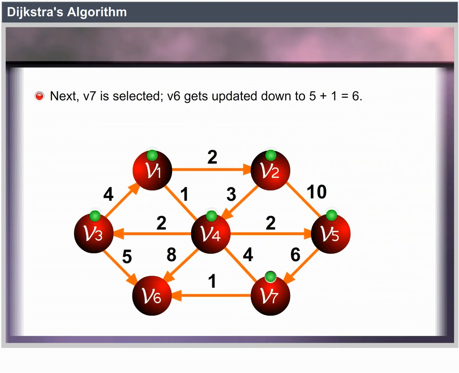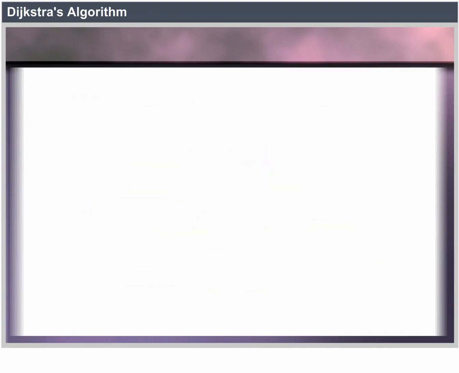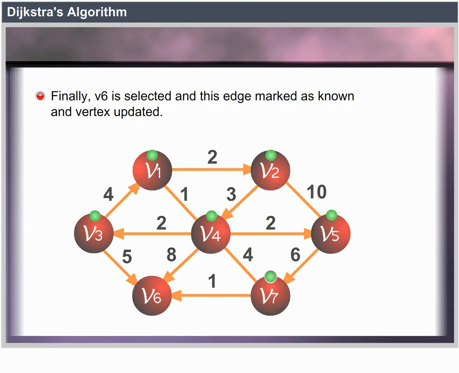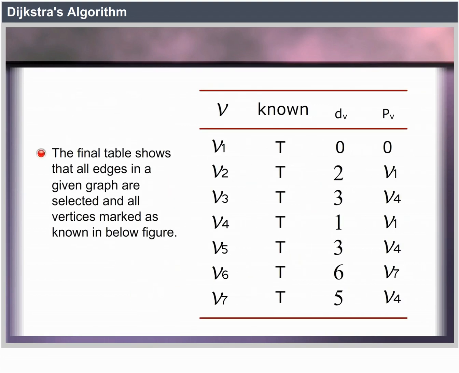Then next, v7 is selected. v6 gets updated down to 5 plus 1 equals 6. The resulting table is shown in this figure. Finally, v6 is selected and this edge is marked as known and the vertex updated. The final table shows that all edges in the given graph are selected and all vertices marked as known in this figure.